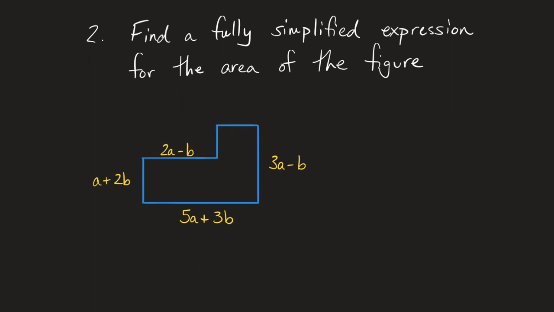Okay, I want to make sure that we understand the diagram completely. You will notice that we have these dimensions that are labeled. This side all the way across the top and bottom is 3a minus b. This side all the way across is 5a plus 3b. All the way up and down, a plus 2b. And this dimension in here, 2a minus b.